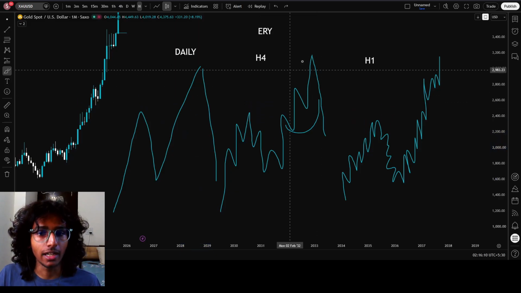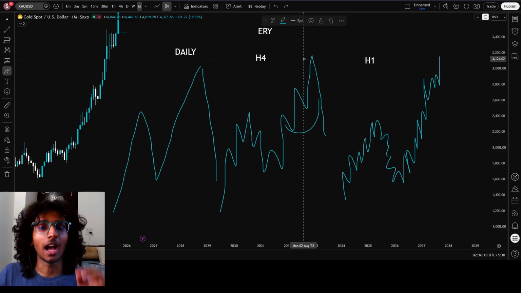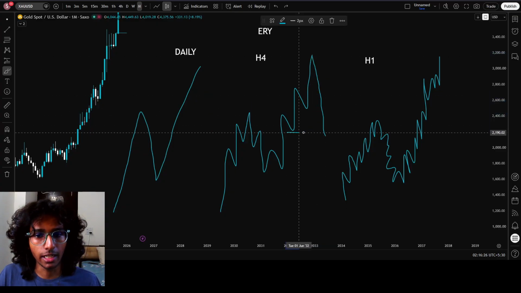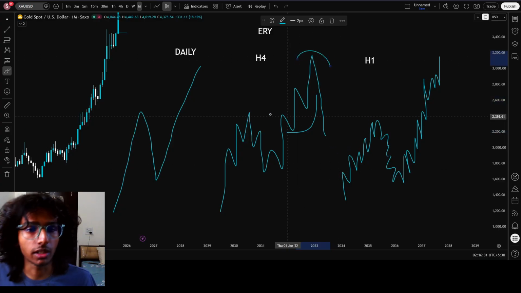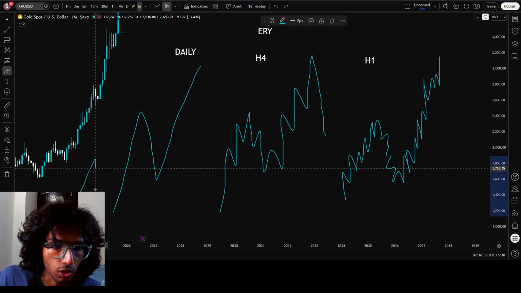The external liquidity is the high or the low, the highest or lowest point, before it takes the internal. This is the internal liquidity and this is the external liquidity. This is how the market goes. Again the same thing: let's suppose there was another structure over here.